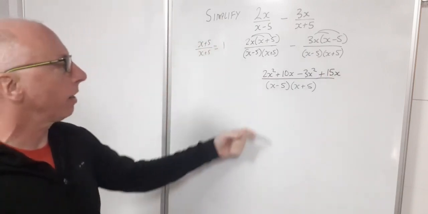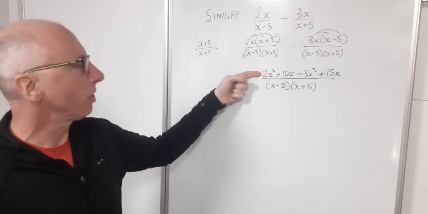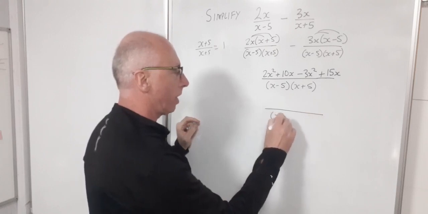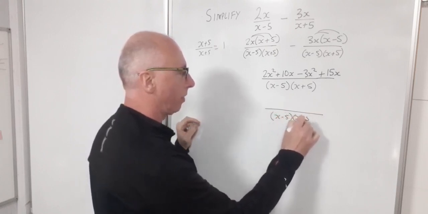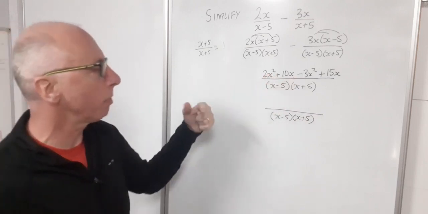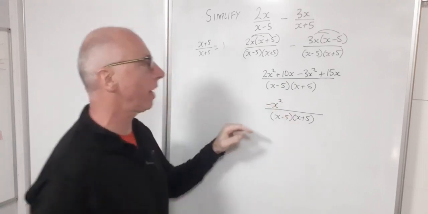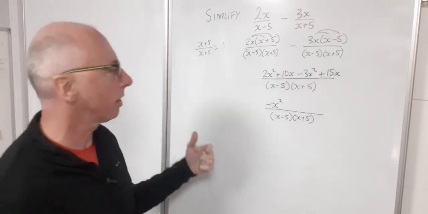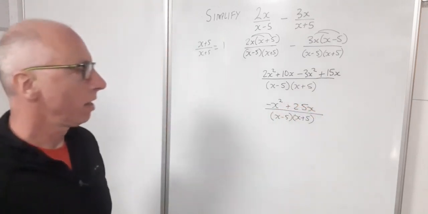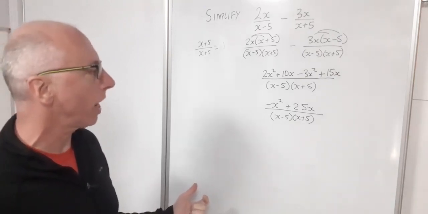Okay, so now the denominator is fine as it is. My numerator, let's just simplify some terms here. So x minus 5, x plus 5, and then I've got 2x squared minus 3x squared, so that's going to be minus x squared. So I'm going to write my x squared like that, plus 10x plus 15x, plus 25x. Okay, so now that is my fraction here simplified as much as possible.